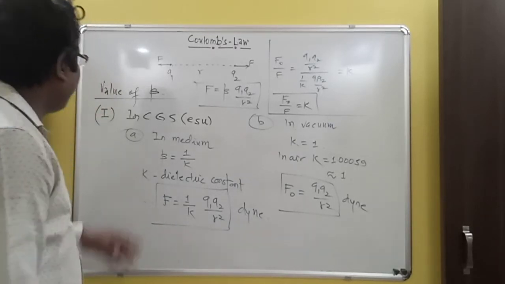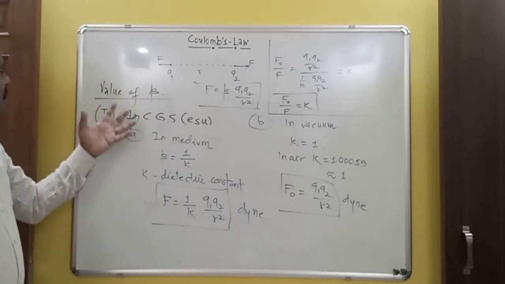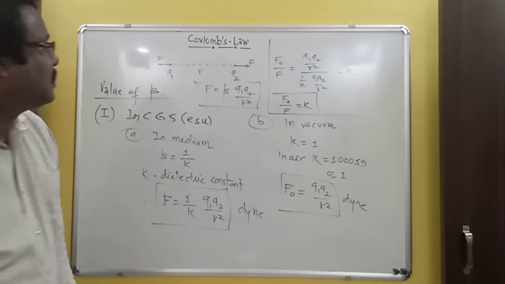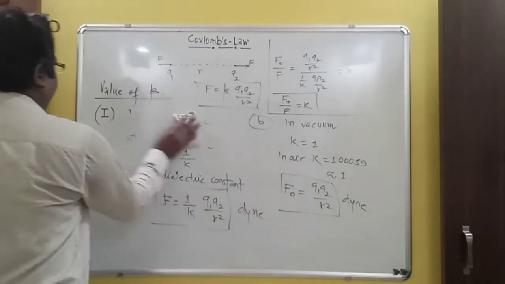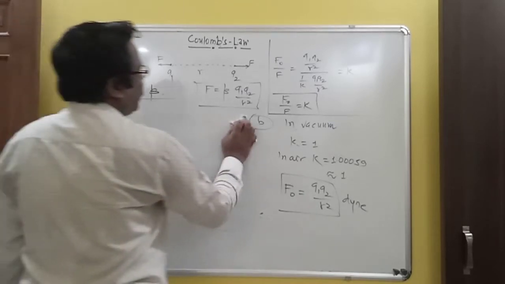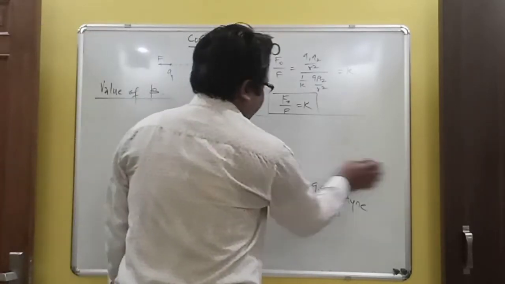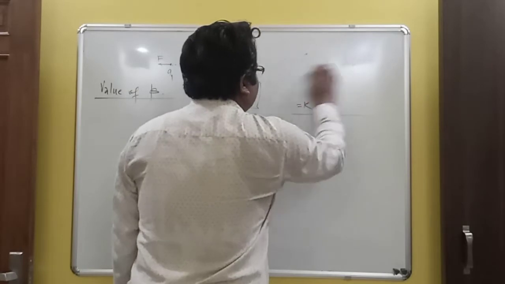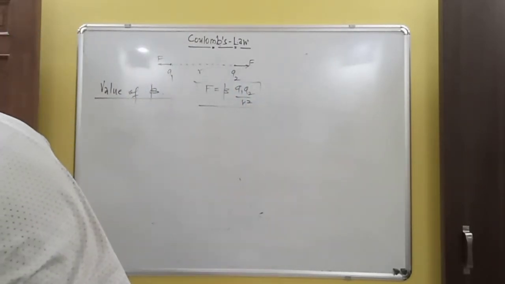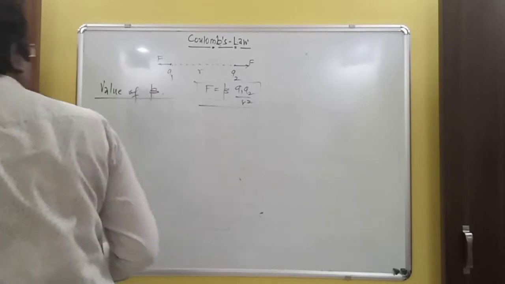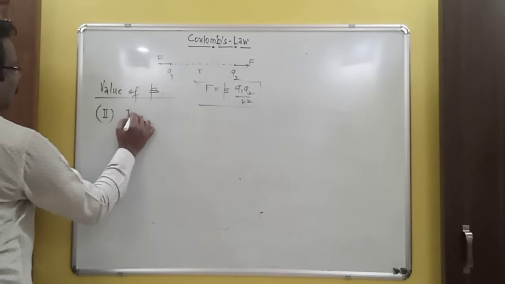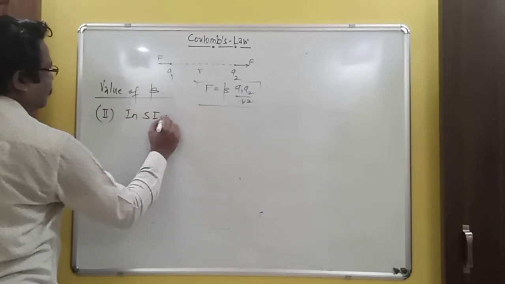So this we have studied, the value of beta in CGS system. Now let us move to the next system. What? SI system. What would be the value of beta in SI system? So in SI system and in vacuum, in SI system and in vacuum. So second is SI system.